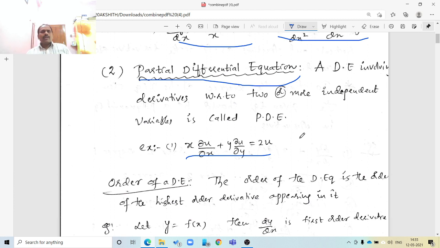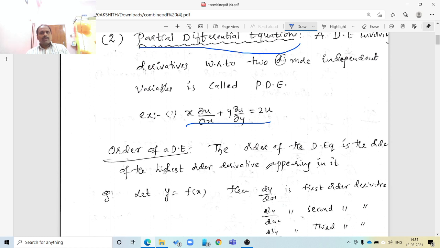Before entering into the ordinary differential equation chapter, first we have to discuss three important concepts in the chapter. One is order and degree, the second one is formation, and the third one is solving the differential equation. First of all, we are going to define the order of a differential equation.